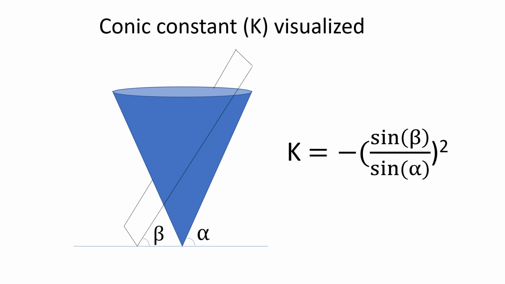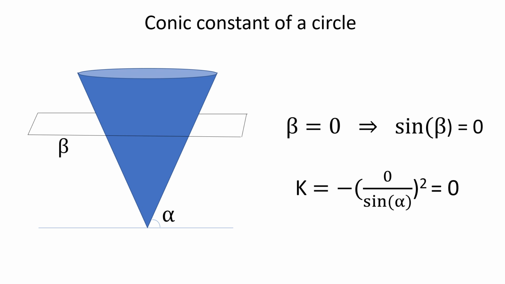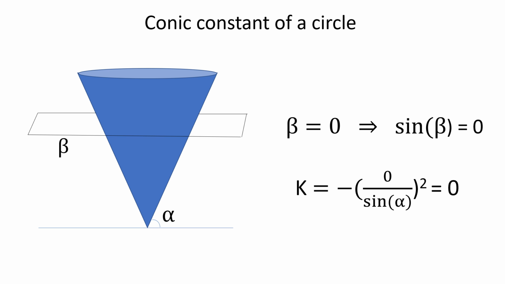So in this schematic I've drawn a cone with alpha defining the angle within the cone shape. And this cone can be dissected by a plane under an angle beta. Now the conic constant is defined by minus sine beta divided by sine alpha, squared. So let's have a look what happens if we choose the angle beta, so the angle of the cut, as 0. Now if beta is 0, the conic constant is 0. And if you cut a cone under an angle 0, it gives you a circle as a cross-section. So for a circle, which is actually representing the cross-section of a sphere, the conic constant is 0.